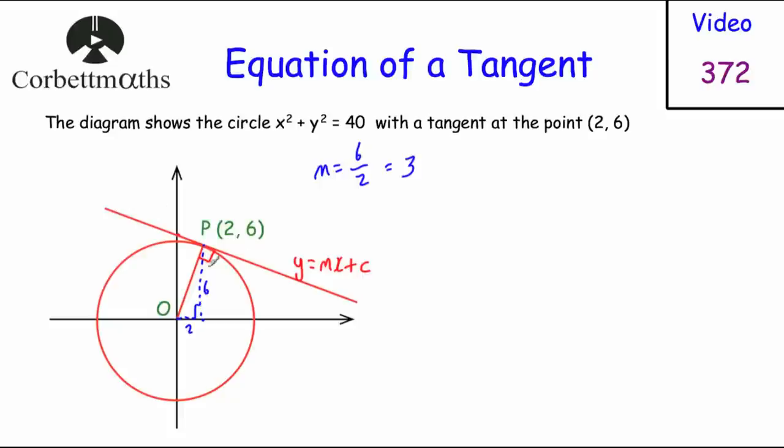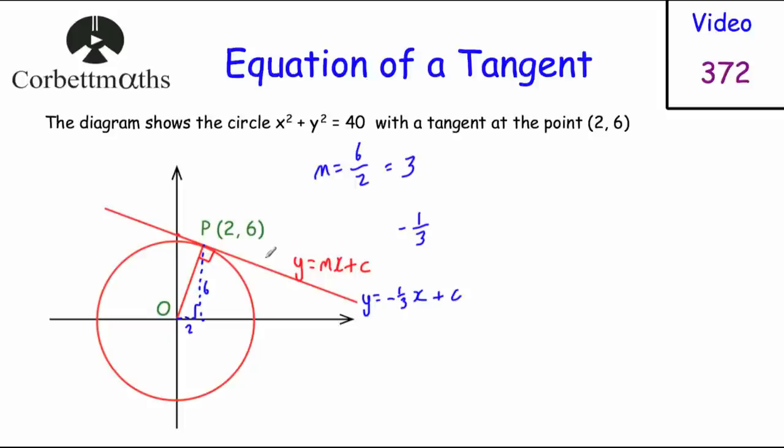Now, the tangent is perpendicular to it. That means that its gradient is the negative reciprocal. So the gradient of our tangent will be the negative reciprocal of 3. The reciprocal of 3 is a third, and the negative reciprocal would be minus a third. So for our tangent, it'll be y equals negative a third x plus c. And if we can now just find its y-intercept, this point c, where it crosses the y-axis, we can then find out its equation.